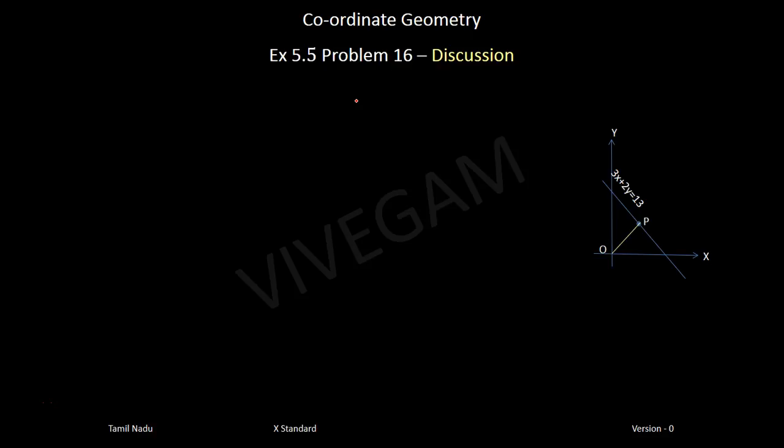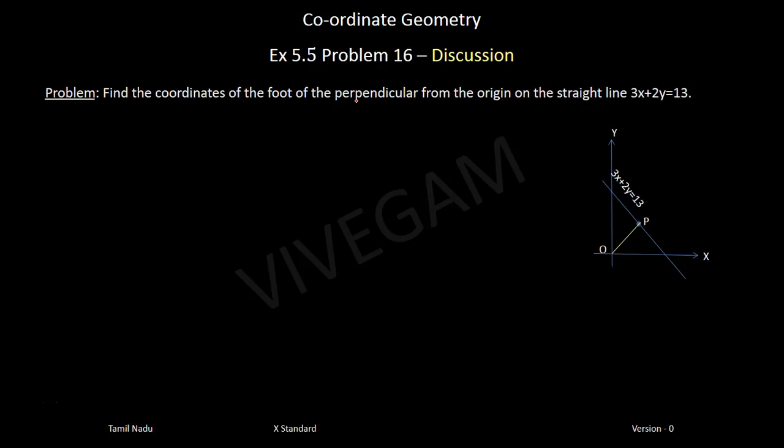Exercise 5.5 problem 16 discussion. Find the coordinates of the foot of the perpendicular from the origin on the straight line 3x plus 2y equal to 13. We have the diagram here.